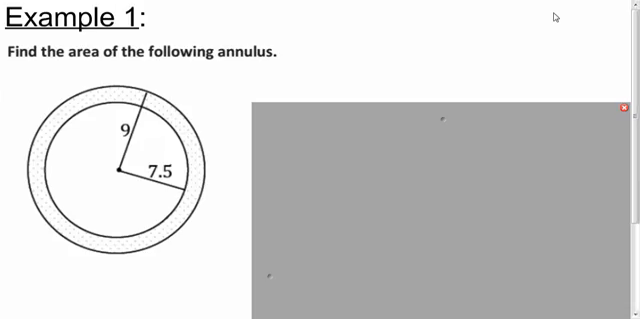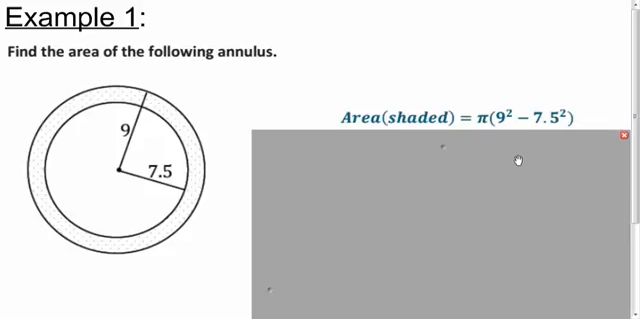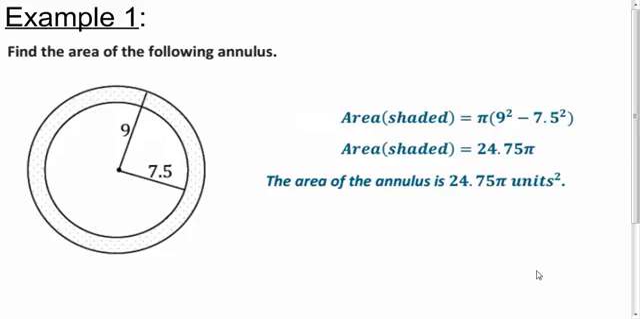So how can we calculate the area of this annulus? Let's use that formula that we just discovered in the previous problem. So pi times the larger radius squared minus the inner radius squared. And we get an exact answer of 24.75 pi square units.